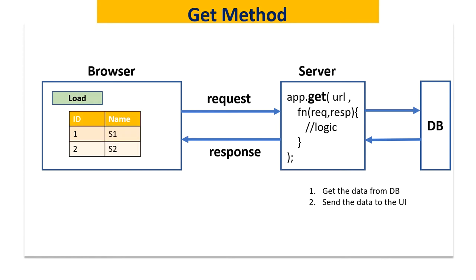So right now, who is displaying the data? Client program. Who is providing the data? Server program. Where do we have the data? Database. So these are the roles of the different layers we have. Client side displaying the data, UI. Server program maintaining the data, database storing the data. So this is about the get method.